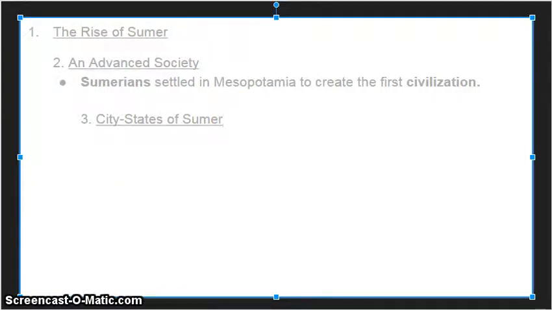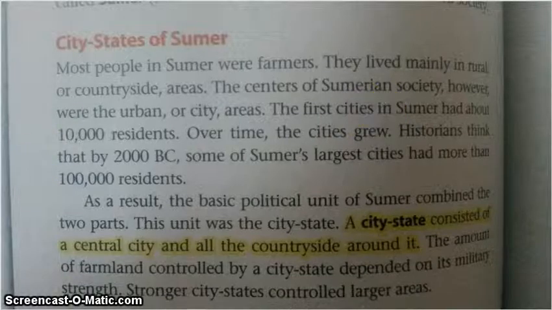So let's go back and read that paragraph underneath that subheading and pick out what's important. Most people in Sumer were farmers. They lived mainly in rural or countryside areas. The centers of Sumerian society, however, were the urban or city areas. The first cities in Sumer had about 10,000 residents. Over time, the cities grew. Historians think that by 2000 BC, some of Sumer's largest cities had more than 100,000 residents.